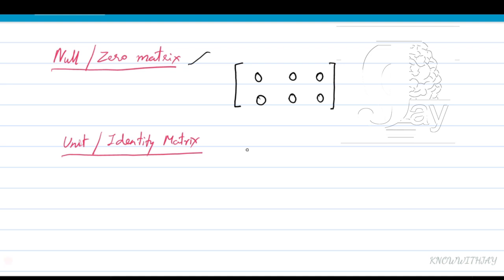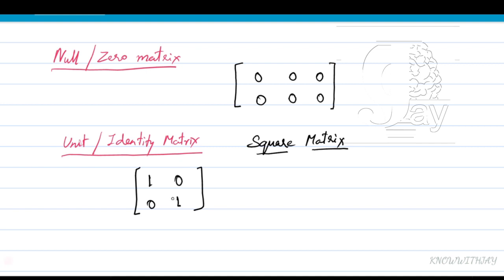What is a unit or identity matrix? A unit or identity matrix has to be a square matrix first. Why do we need a square matrix? Let us try to understand this with the help of an example. Now if we have a matrix of order 2 by 2, all the diagonal elements starting from the top left corner should be 1 and the rest of the elements should be 0. So it is a square matrix with the diagonal elements as 1.